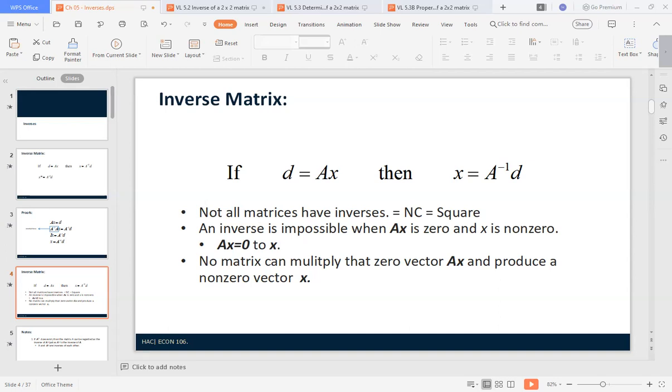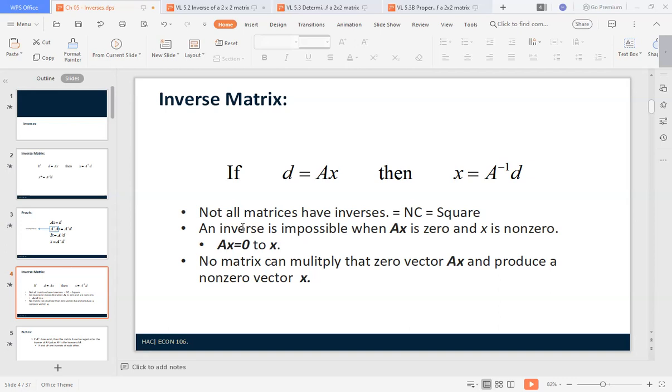Now the second one, class, is that an inverse is impossible when Ax is 0 and x is non-zero. So the A inverse there would have to get back from Ax equal to 0 to x. So that just means that no matrix can multiply that 0 vector Ax and produce a non-zero vector x.